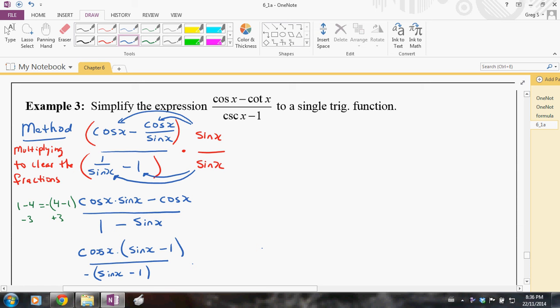So why did I do that? Why did I make the denominator look more complicated instead of less complicated? It's because, and I'm reaching for that red, I can say, hey, now I've got this sine of x minus 1 term, and I've got the sine of x minus 1 term over there. So what am I going to get?